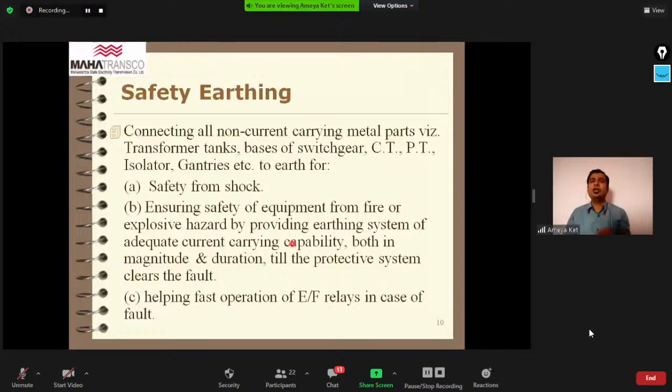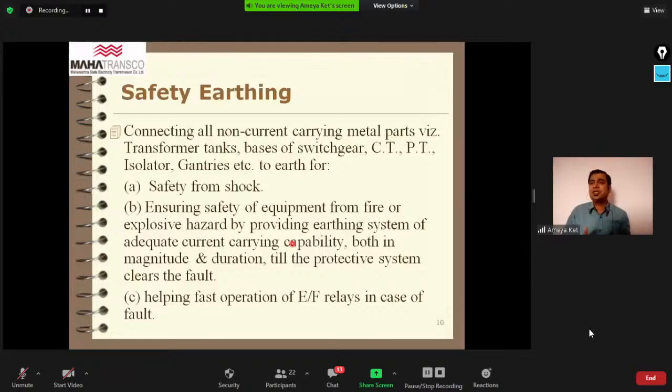Connecting all non-current-carrying metal parts to the earth is known as safety earthing. What are good examples? As we know, CT, PT, isolator and gantries are connected to the earthing for the reason of safety from shock. Second, ensuring the safety of equipment from fire or explosive hazard by providing an earthing system of adequate current carrying capability, both in magnitude and in duration, till the protective system clears the fault. And the last and very important thing is helping the fast operation of an earth fault relay.